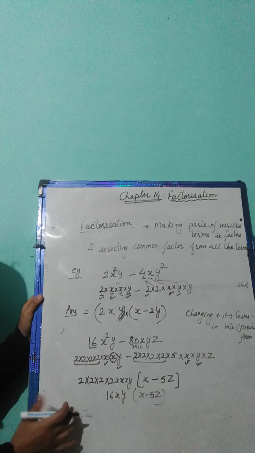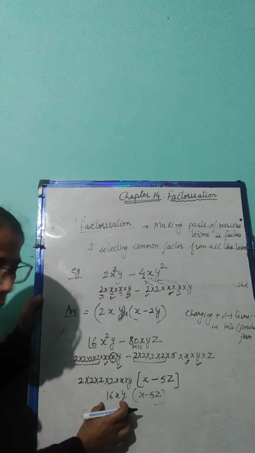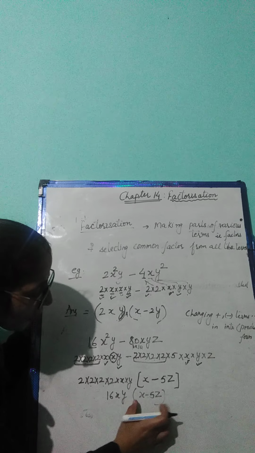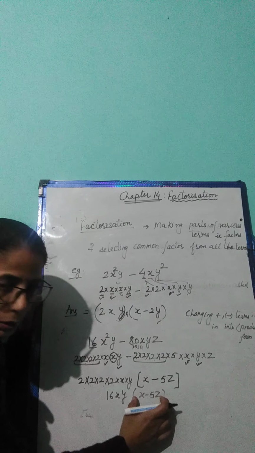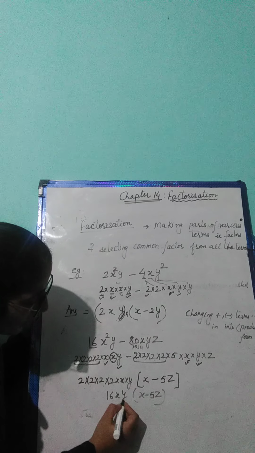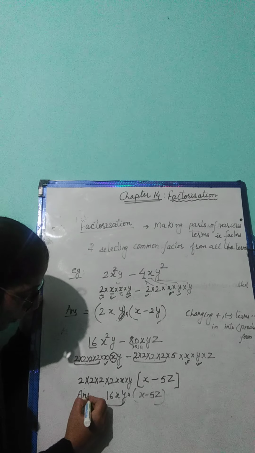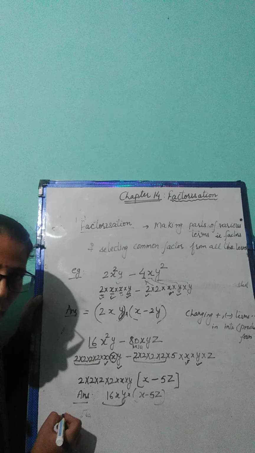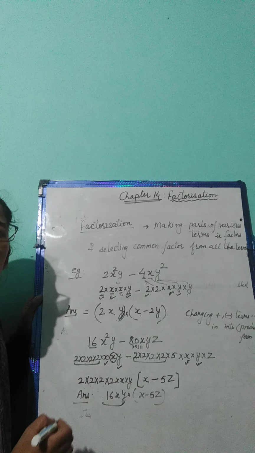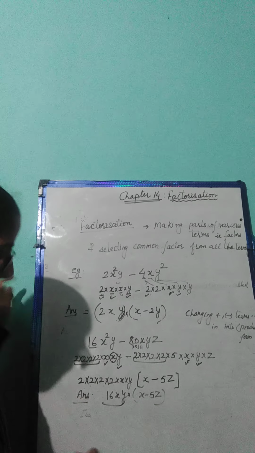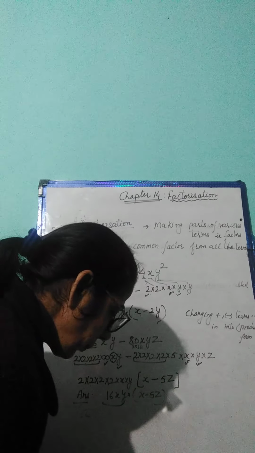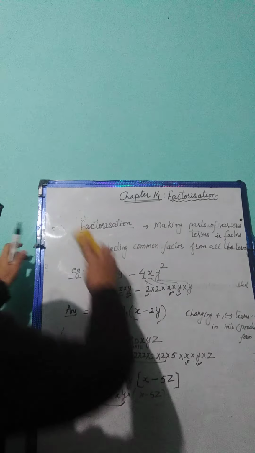So this is factorization done. Now can you see this is in the product form. This is inside the bracket plus and minus, but this 16xy is in the product with x minus 5z. So this is the answer. Have you got it? We will do more practice of this kind of questions. So let us take some more examples.